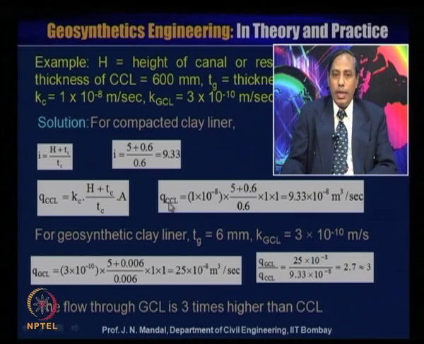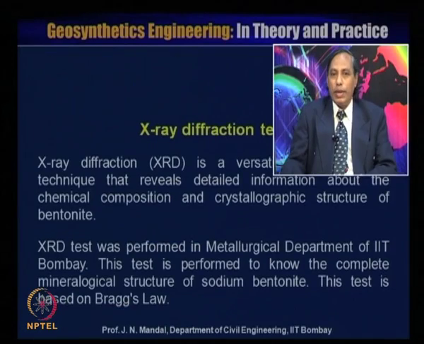Now if we take the ratio of Q_GCL by Q_CCL, you have Q_GCL as 2.5 into 10 to the power minus 8 divided by Q_CCL as 9.33 into 10 to the power minus 8. So this is 2.6, approximately 3. So flow through the geosynthetic clay liner is 3 times higher than through the compacted clay liner.